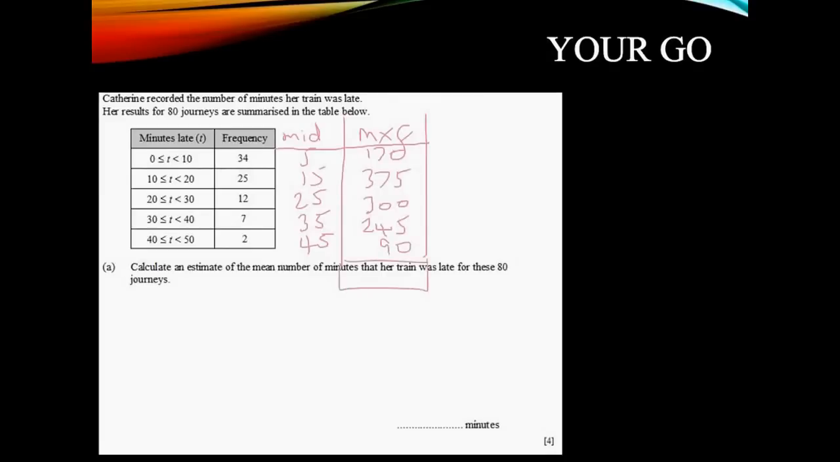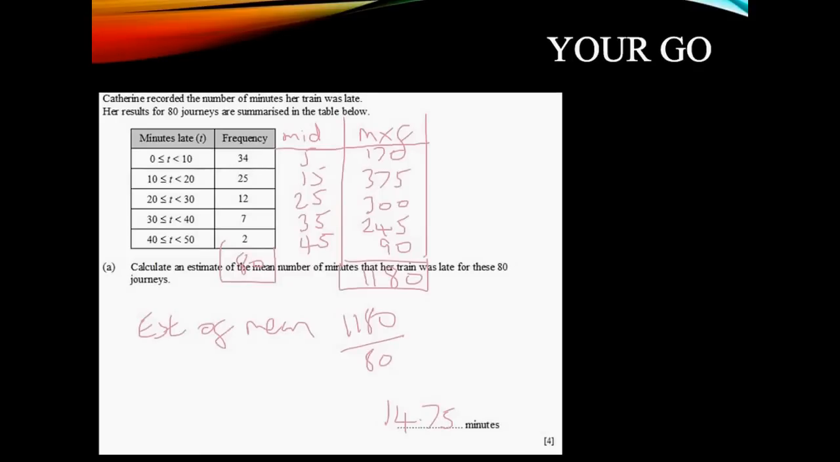You're going to add these up, and you're going to add up your frequencies. Now your frequencies, you've been told in the question, comes to 80. Adding up your midpoint times frequency, you've got 170 plus 375 plus 300 plus 245 plus 90, which gives us 1180. So my estimate of the mean is 1180 divided by 80, which is 14.75 minutes.